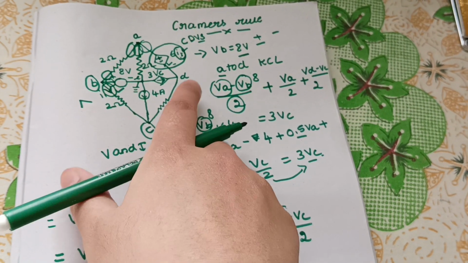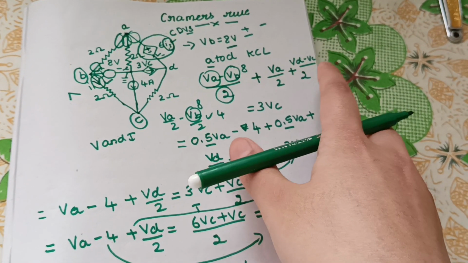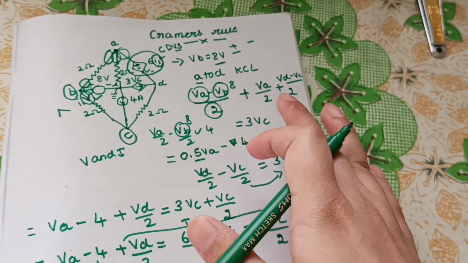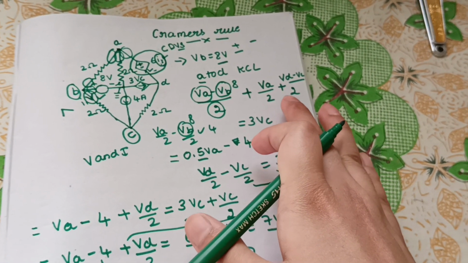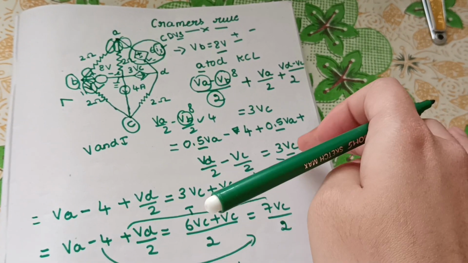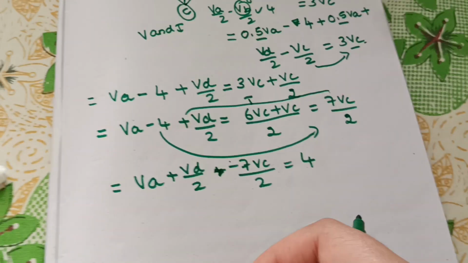And only D and C is present, wherein we are going to make an equation for this, that is Vd minus Vc by 2. So that is equal to 3 Vc. So we did all this mathematical substitution. So you understood how did we do it? Fine. Yes.